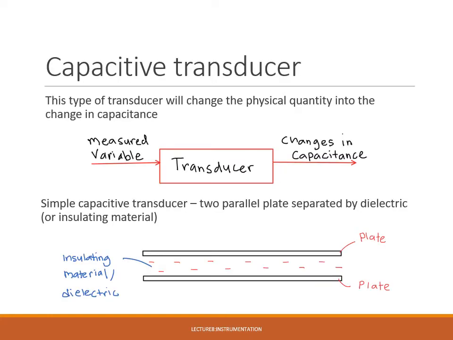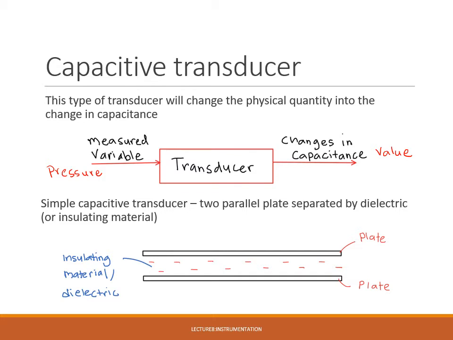Capacitive transducer is a device that changes a measured variable into a change of capacitance value. So let's say we have a measured variable here, pressure. Any change in pressure value will cause a change in capacitance value.